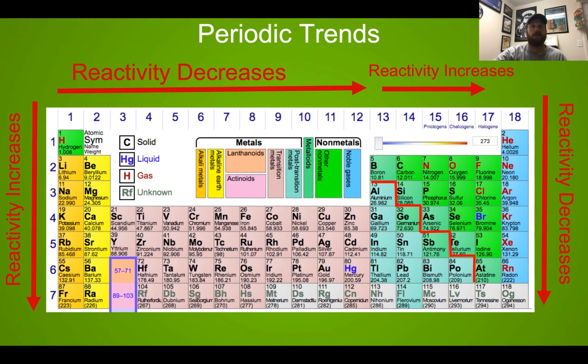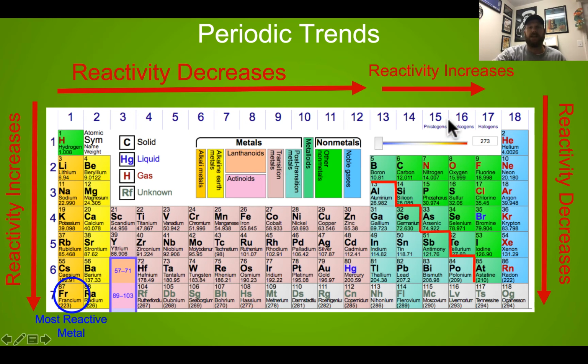Reactivity is also a periodic trend. This trend is specific to the class of elements, so we want to keep that metalloid staircase in mind. The reactivity of metals decreases as you move across the period, and the reactivity of metals increases as you go down a family. If we follow these trends, that would make francium the most reactive metal.